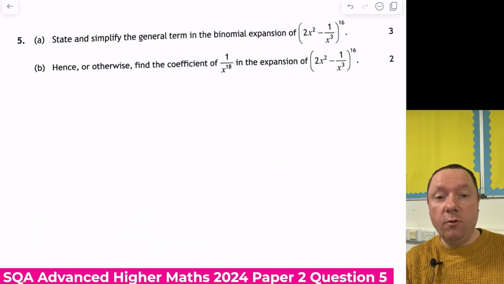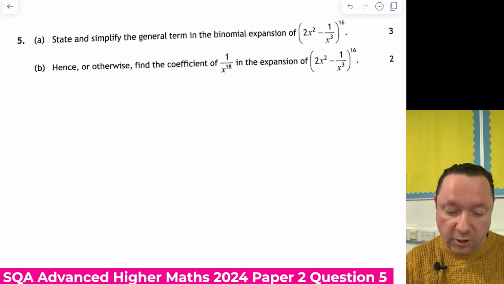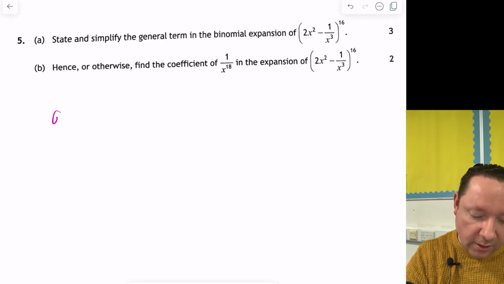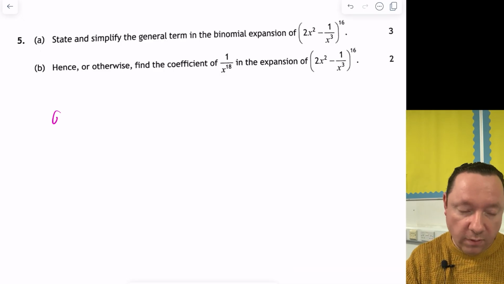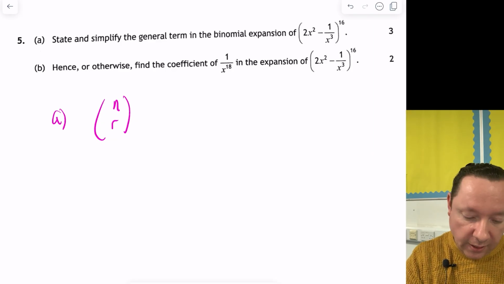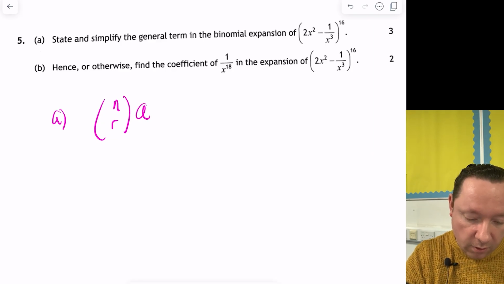Advanced Higher Maths 2024, Paper 2, Question 5. State and simplify the general term of the binomial expansion of this, and then find the coefficient of 1 over x to the 18. So the start of the exam paper tells you n choose r, what's the sum of, but we're just wanting the general term, a to the n minus r, b to the r.